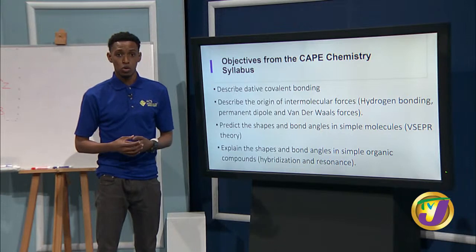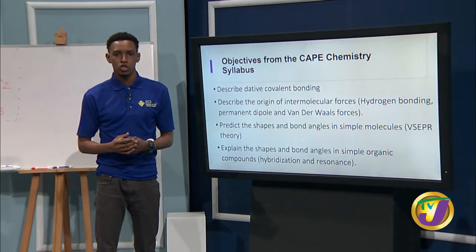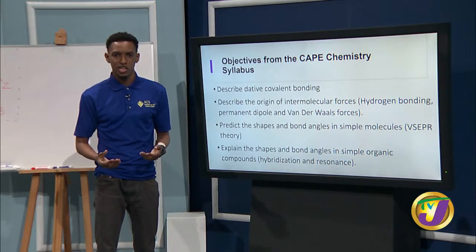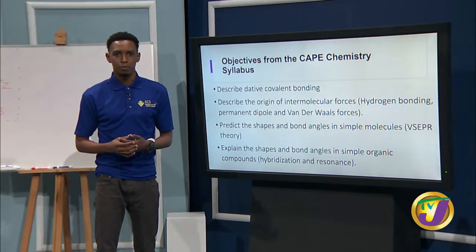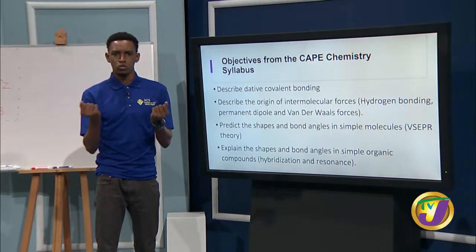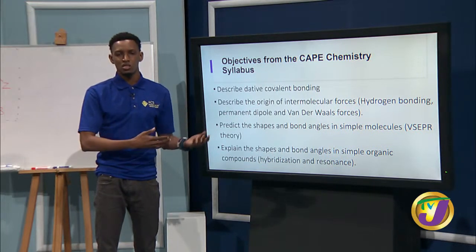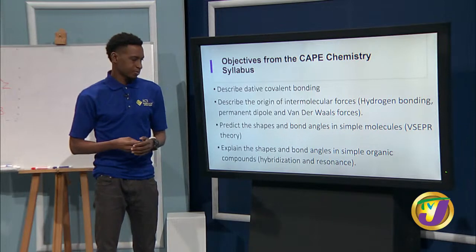The permanent dipole, we describe this as a molecule in which one of the atoms is much more electronegative than the other atom. An example of this would be HCl. We described the van der Waals instantaneous dipole, or an induced dipole. A molecule that exhibits this would be bromine, where the molecules come together and one molecule induces the other molecule to have a dipole moment.